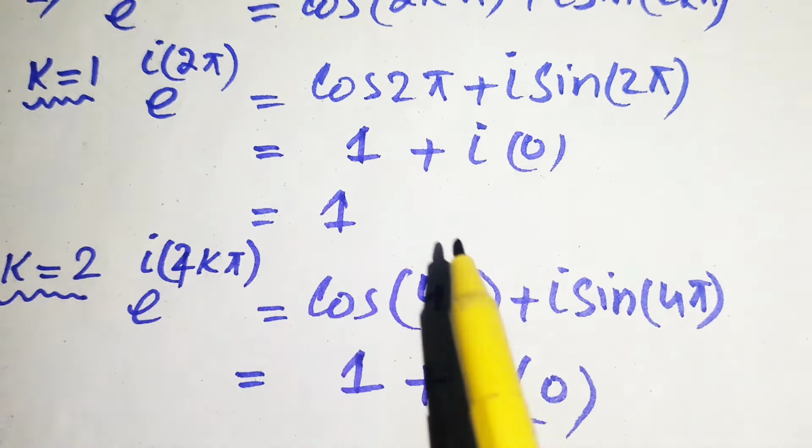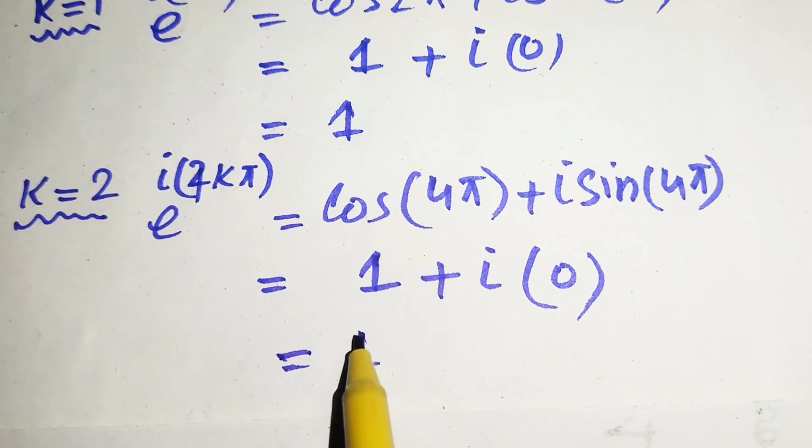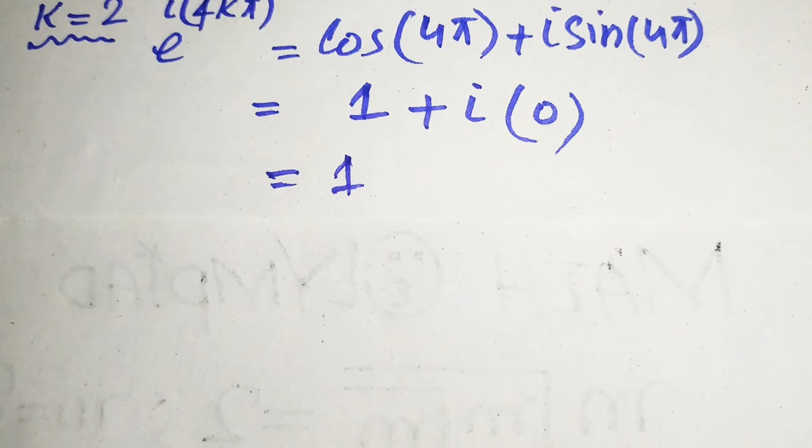Similarly, in the sine case, if we multiply pi by an even or odd number inside the sine, it will always give us the value 0. So here we get that e to the power of iota 4k pi is equal to 1, because 1 plus 0 iota is also equal to 1.